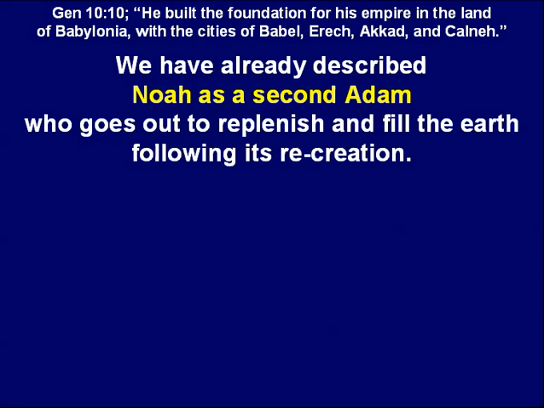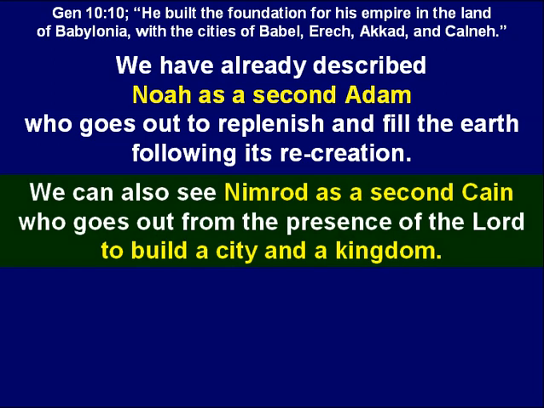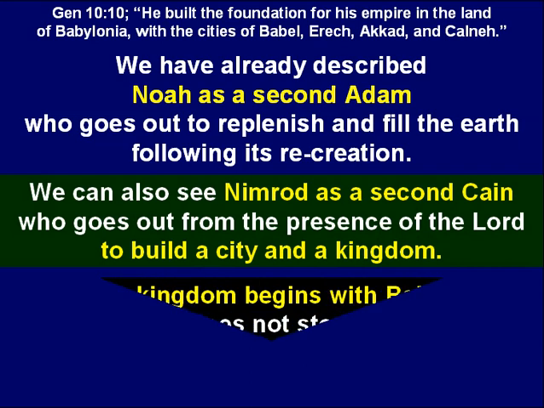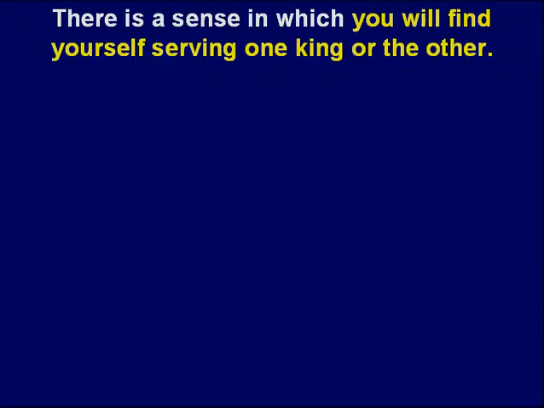We already described Noah as a second Adam who goes out to replenish and fill the earth following its recreation. We can also see that Nimrod is a second Cain who goes out from the presence of the Lord to build a city in the kingdom. The kingdom begins with Babel, but doesn't stop there. It takes in a number of city-states throughout Mesopotamia.